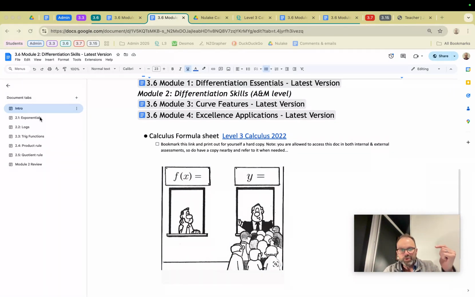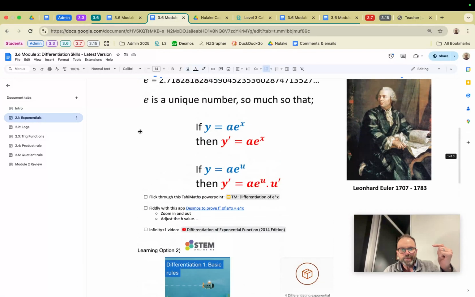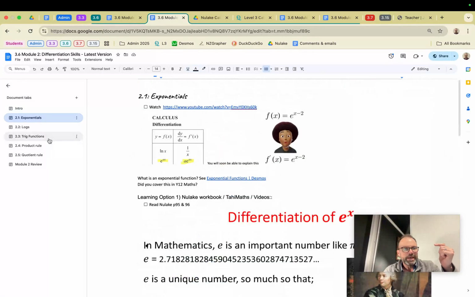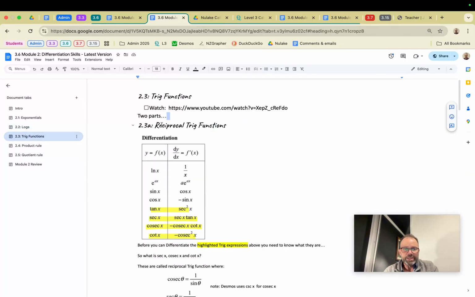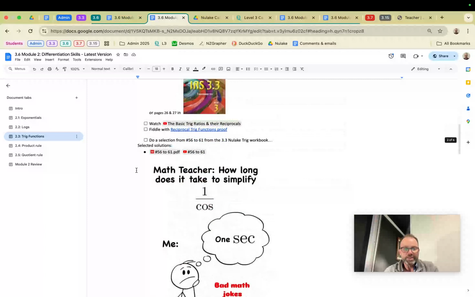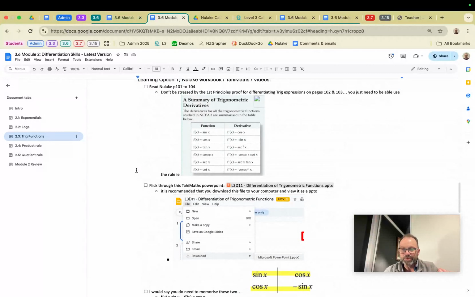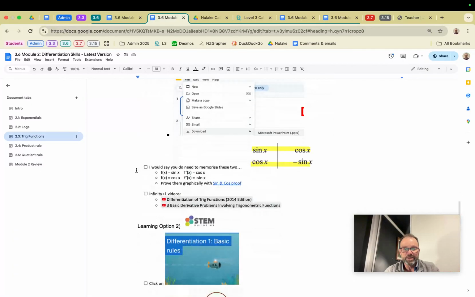In this module, you're going to look at exponentials. Then log curves, in particular natural logs, not log base 2 or log base 10. It has to be natural logs. And trig functions. You need to recap reciprocal trig functions: sec, cosec, cot, what are they? You'll learn that there, and how to deal with differentiating expressions that are trig related. So for example, y equals 2 sine x. Differentiate that. What does it equal?